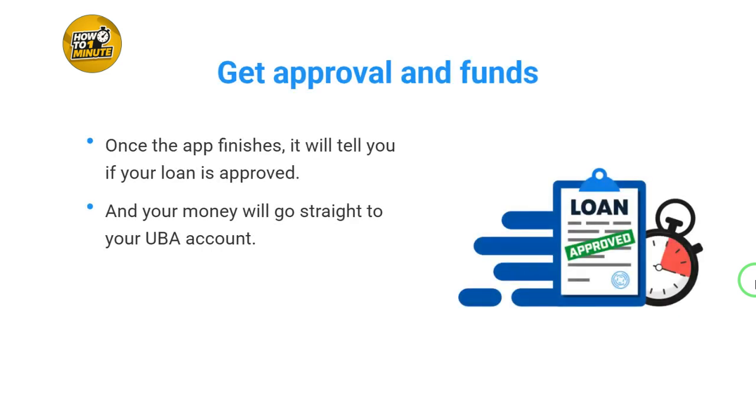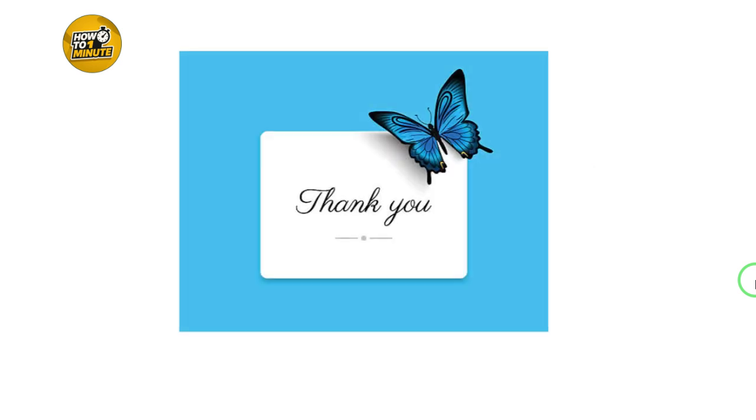Once the app finishes, it will tell you if your loan is approved. And your money will go straight to your UBA account. And that's it. That's how you can get a loan from UBA Mobile App.